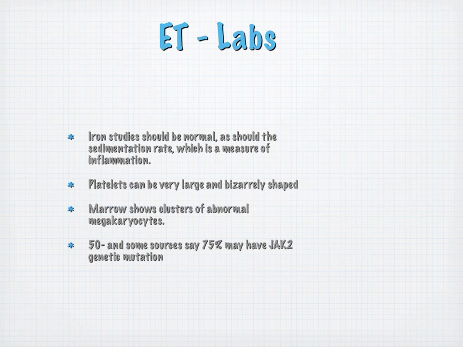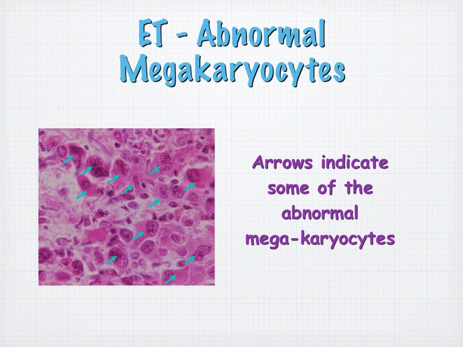So what are our labs? Iron studies should be normal, as the sedimentation rate should be normal, which is a measure of inflammation. And the platelets can be very large and bizarrely shaped. The marrow shows clusters of abnormal megakaryocytes, and 50, and some sources say 70% have that JAK2 genetic mutation we talked about earlier. And here again are the abnormal megakaryocytes. All right, arrows indicate some of the abnormal megakaryocytes. Pretty interesting, unless you're talking about your own blood, and then it's probably just depressing.